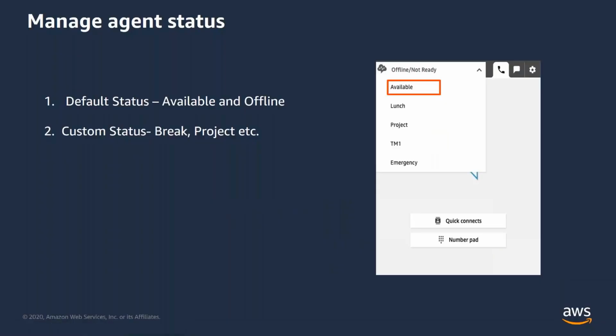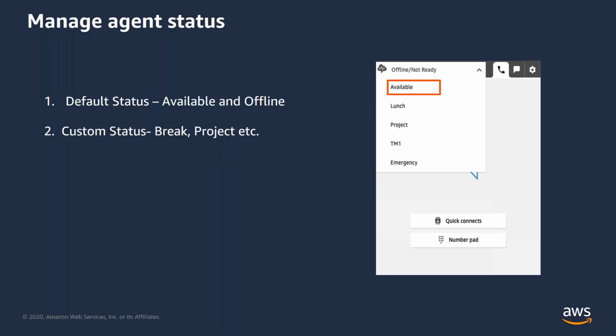Managing agent status. The CCP allows agents to manage their status with an easy dropdown. Amazon Connect provides two default status values, available and offline. When in the available state, contacts can be delivered to you from Amazon Connect. On the flip side, contacts will not be delivered to you when you change your status to offline or any other custom status.